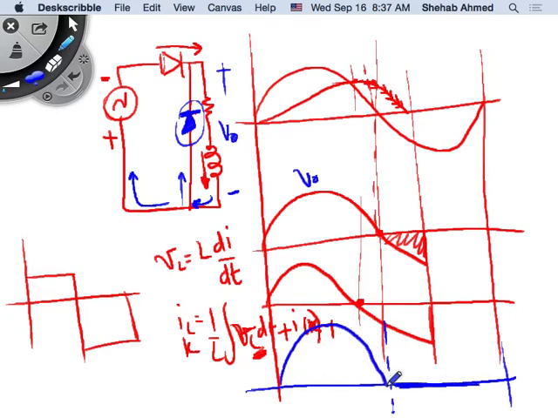Before that, it was doing the same thing as the previous case with the RL load. It was equal to the input voltage because this diode was on. As soon as diode 2 turned on, the output voltage became zero. But current was still flowing. Current was still flowing all the way until here. Good question. Current was still flowing. That's fine.